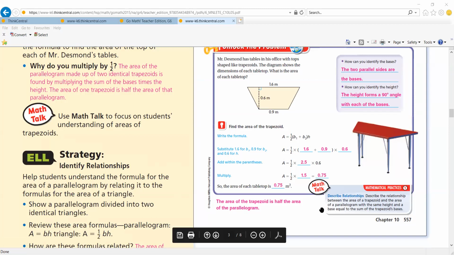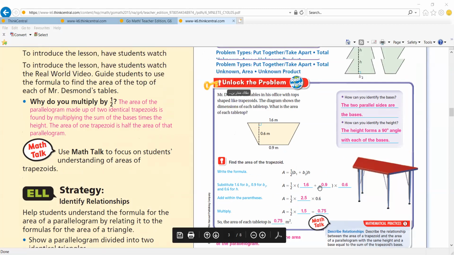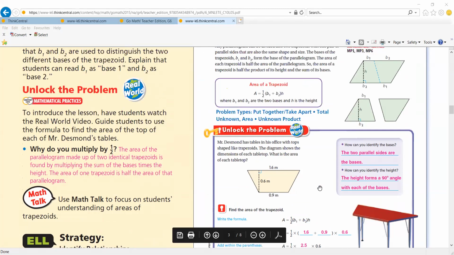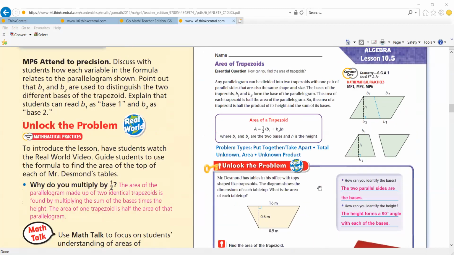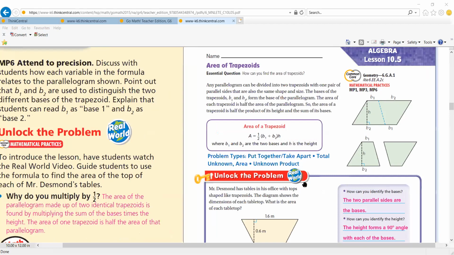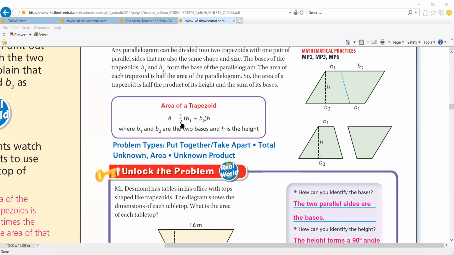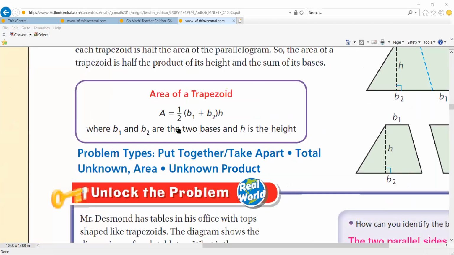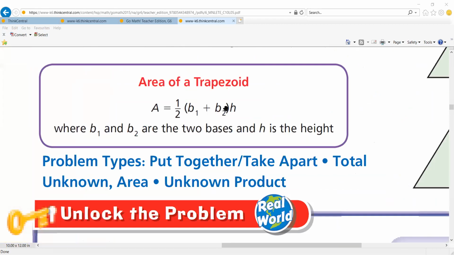Right now, turn to page 557. Let us directly learn the formula. First B1 plus B2, we add the bases, we multiply with the height and we divide by two. See this, girls? If you learn this, you don't even have to remember. You add the bases B1 plus B2, multiply with the height, and then divide by two, where B1 and B2 are the two bases and H is the height.